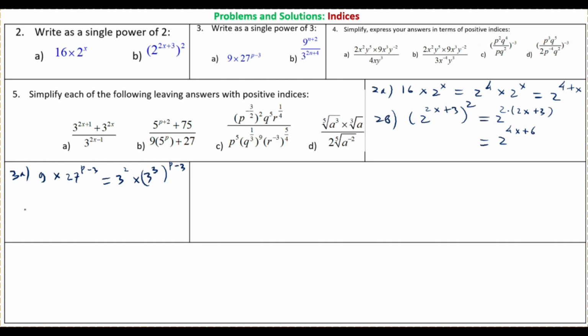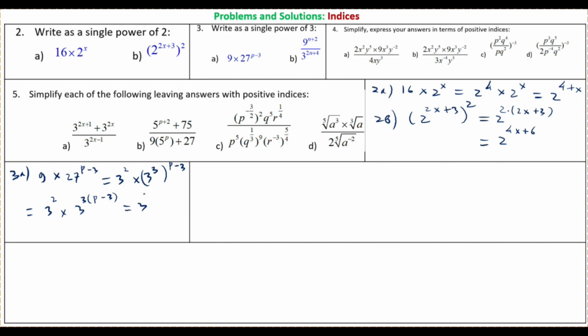And so we have here 3 squared times law number 3. We go to indices here. 3 to the power of 3 times p minus 3. And that equals 3 to the power, so we got two numbers with the same base. When we multiply the two, we add the indices.